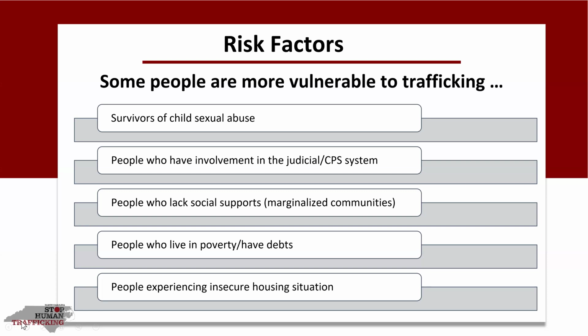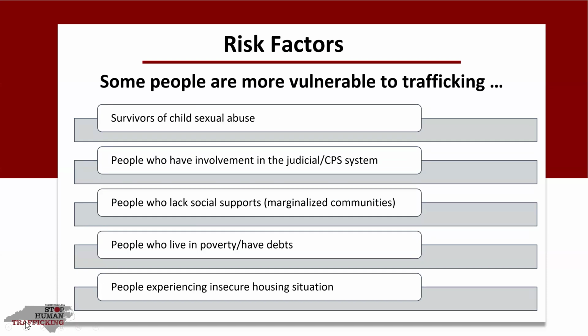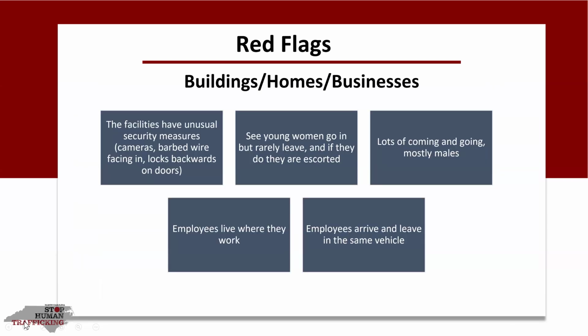Earlier, when I was talking about the cases and how these traffickers recruited women who didn't have homes or had untreated substance use disorders, this is what I mean. They were more vulnerable to being trafficked because they had needs that had to be met. So traffickers are really good at identifying that, and they're really good at exploiting people's needs. So now that we talked about vulnerabilities, let's talk about a few red flags.